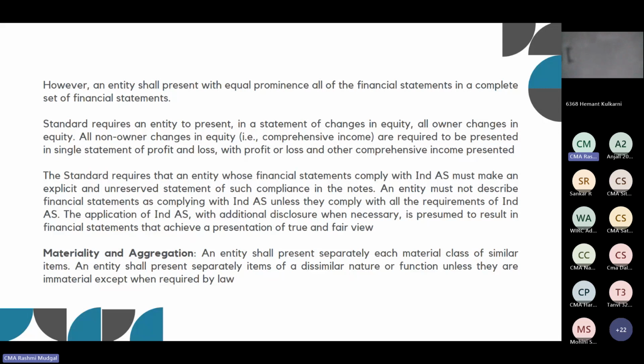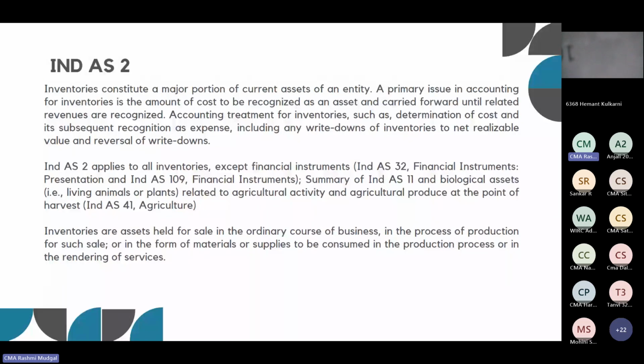Now we are coming to the Ind AS on valuation of inventory. It is more or less the same as AS 2, but there are small changes, where we are including Ind AS 109, 32, 11 and 41 also for the calculation of inventory in the business. Inventories are assets held for sale in the ordinary course of business, in the process of production for such sale, or in the form of materials or supplies to be consumed in the production process or in the rendering of services.